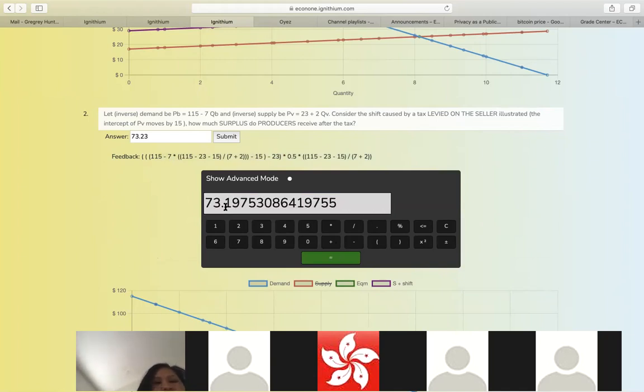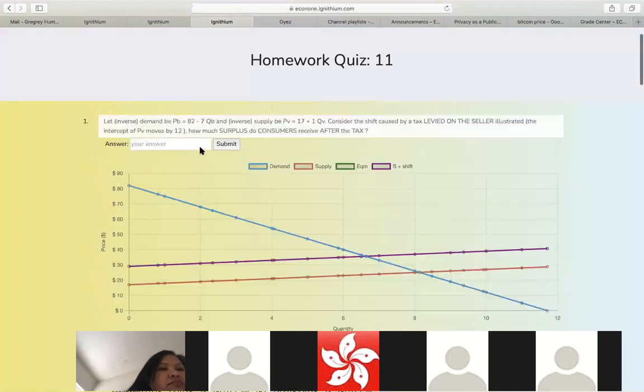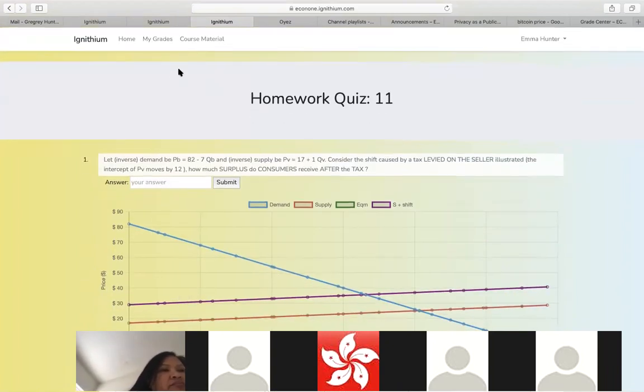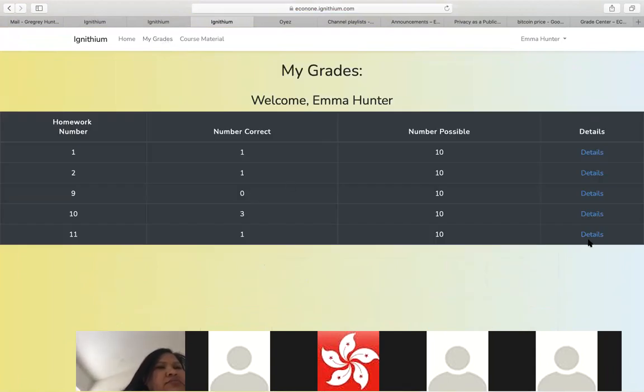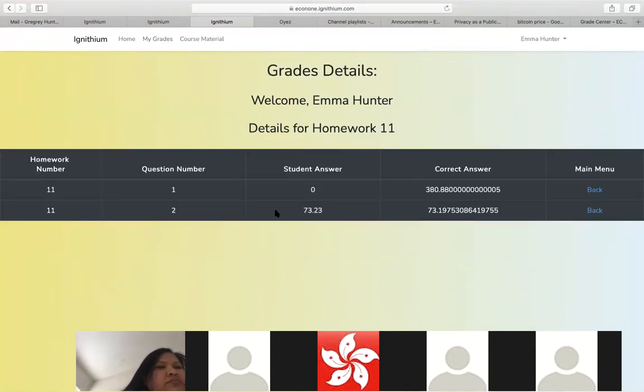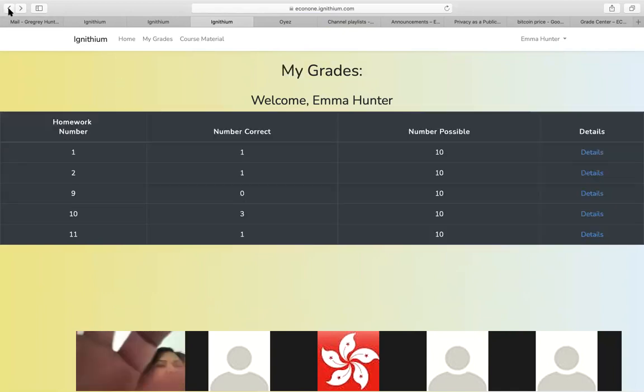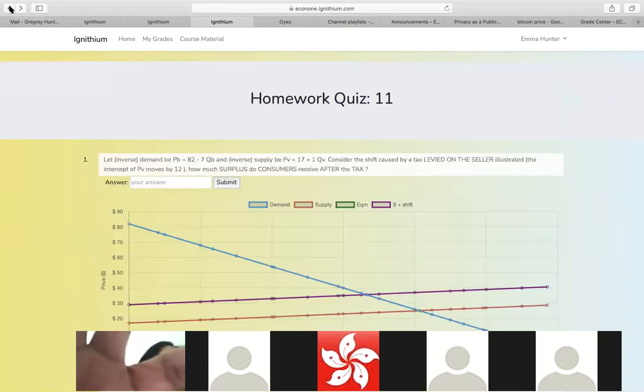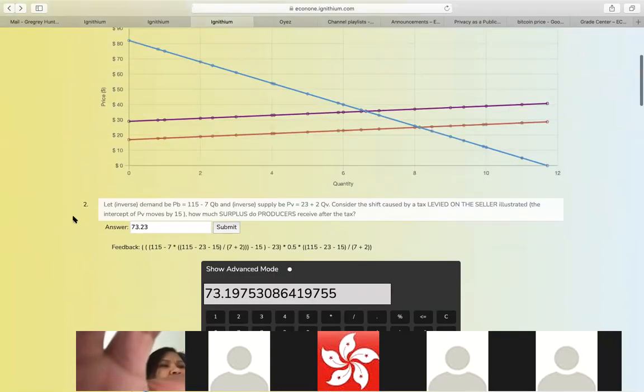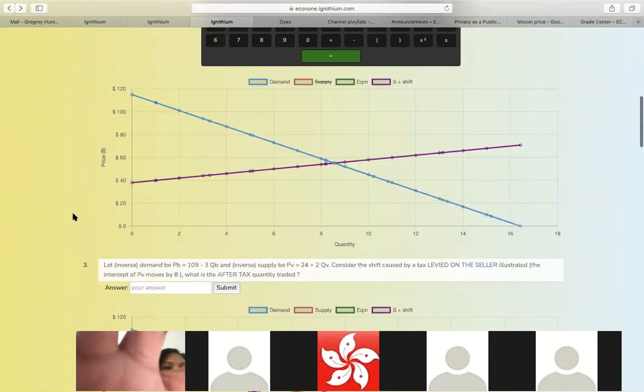Yeah. So 73.23. Do you guys want to see if it scored it correctly? Let's see. I'll go under my grades, and then I'll go to 11. Yeah. And so you can see I got one correct. So that was close enough. We didn't have to worry about a rounding error issue. So we were good. All right.